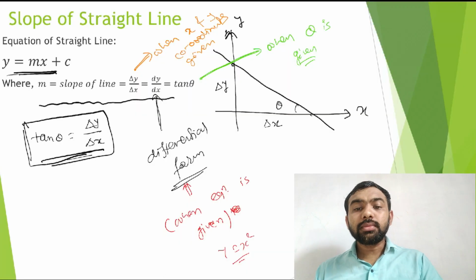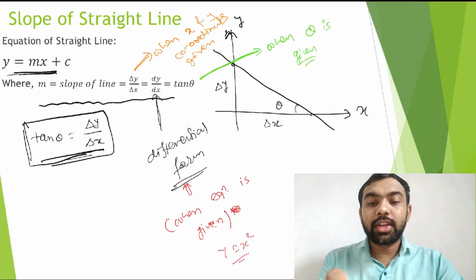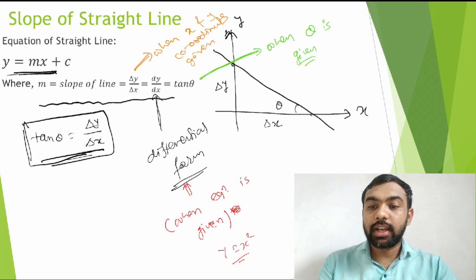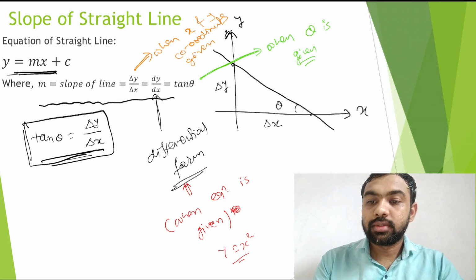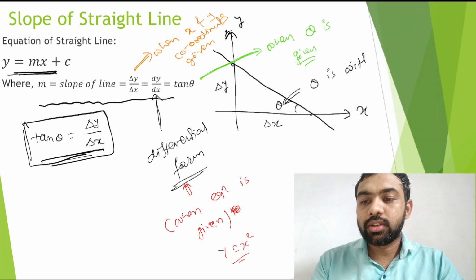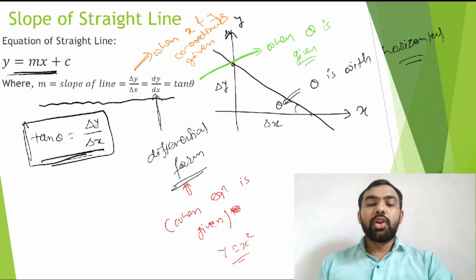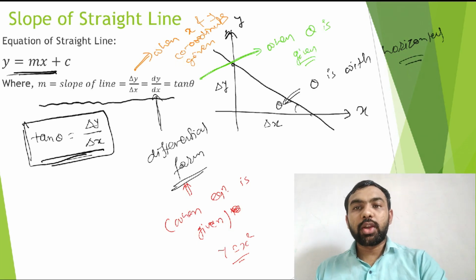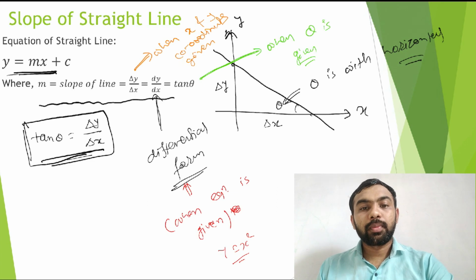Let's see next. Here theta, whatever is given, is with the horizontal. Note this slide in your books properly, then after we go to the next one. Okay, note it.